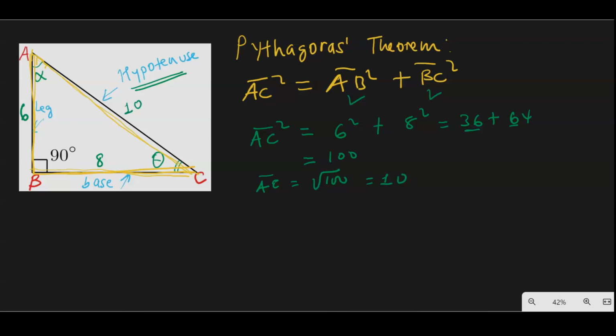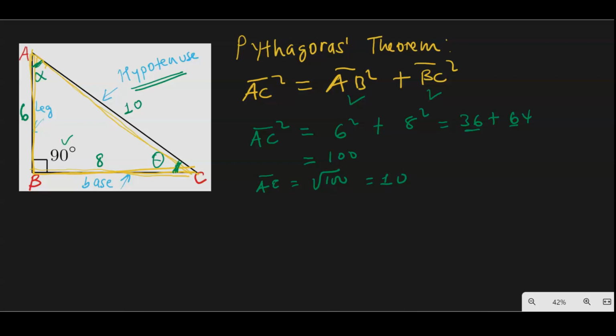Alright, how do we find angle alpha? Here we are going to use trigonometric functions, which are sine, cosine, and tangent. At least we can use sine and cosine functions to calculate the missing angles alpha and theta. As you know, in a right angle triangle, one angle is 90 degrees. Therefore, because we already have 90 degrees here, the rest of the angles must sum up to 90 degrees.